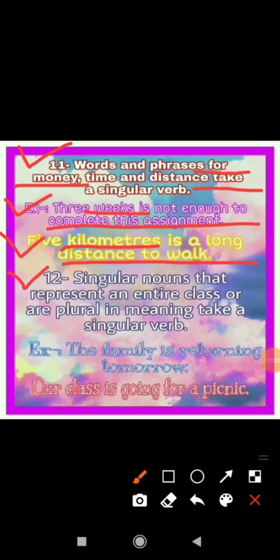Rule number 12 is singular nouns that represent an entire class or are plural in meaning take a singular verb. So if a singular noun represents an entire class or is plural in meaning, at that time it will take a singular verb. Here you can see the example, the family is returning tomorrow. So here the singular noun is family and it is referring to all the members of the family. That's why we have used a singular verb here. The family is returning tomorrow. Second one is our class is going for a picnic. So here class is referring to the students of the whole class. That's why we have used is here. Our class is going for a picnic.